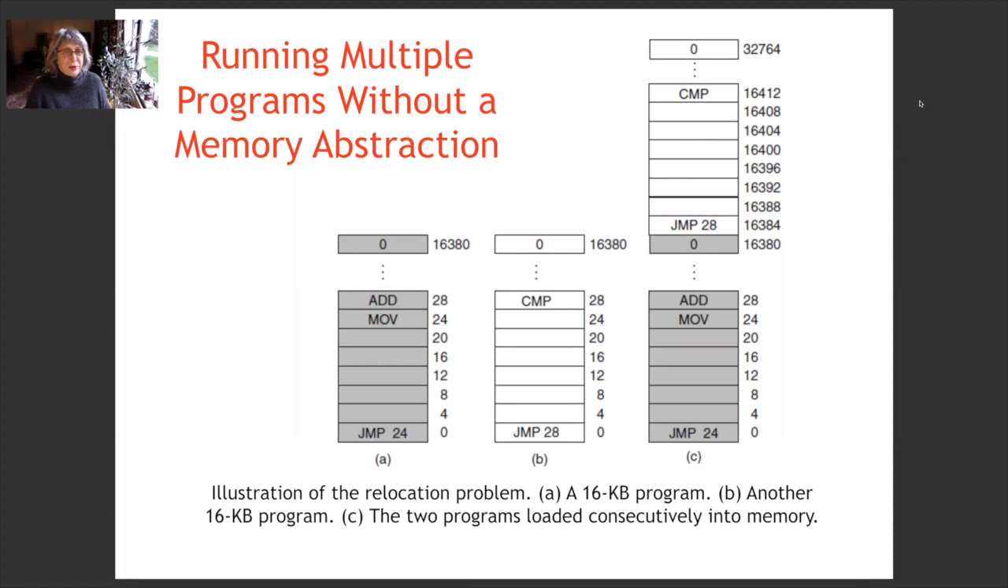Now let's continue with an example of running multiple programs without memory abstraction. In this example, we have two programs. Each of the programs is 16 kilobytes in size. Now consider the first one. The first one has a jump operation at logical address 0. When this program starts execution, it will jump directly to address 24, where there is a move operation. After the execution of this one, it continues with the next instruction.